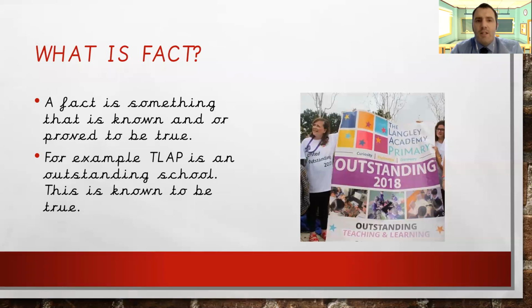So the first thing we need to think about, what is a fact? A fact is something that is known or proved to be true. It's something that can be examined and tested. So, for example, TLAP is an outstanding school. This is known to be true. Ofsted came into the school. They assessed how the school does things. They talked to the students, the teachers, Mrs. Bowen, and they came to the decision following this process that we're an outstanding school.